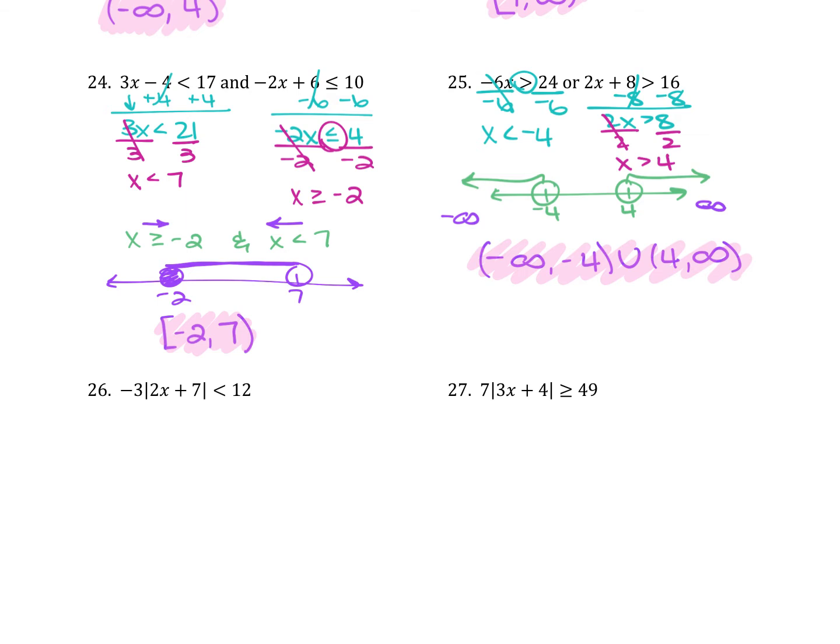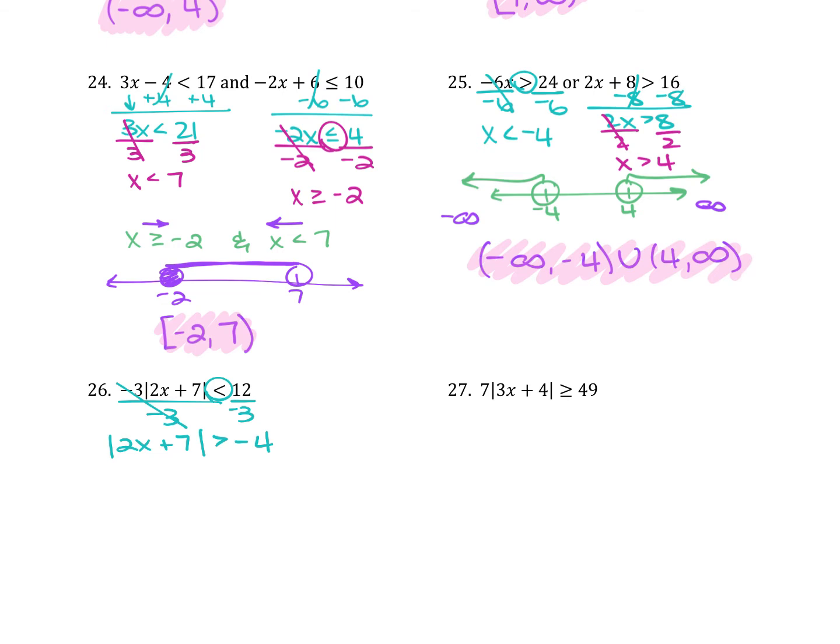For 26, you have negative 3 times the absolute value of 2x plus 7 is less than 12. So the first thing that we're going to do here is divide each side by that negative 3. Remember, you're dividing each side of an inequality by a negative, so you flip that inequality sign. This gives you the absolute value of 2x plus 7 is greater than negative 4.